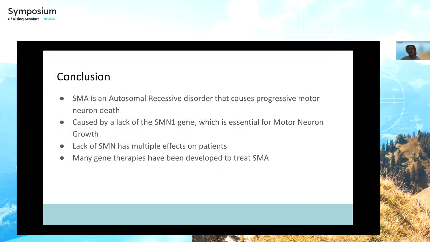In conclusion, I discussed how spinal muscular atrophy is an autosomal recessive disorder that causes progressive motor neuron death and is caused by a lack of the survival motor neuron gene, which is essential for motor neuron growth. The lack of SMN has multiple effects on patients, including ribonucleoprotein assembly, and has many effects in the cytoskeleton, which causes cell death. Many gene therapies have been developed to treat SMA.